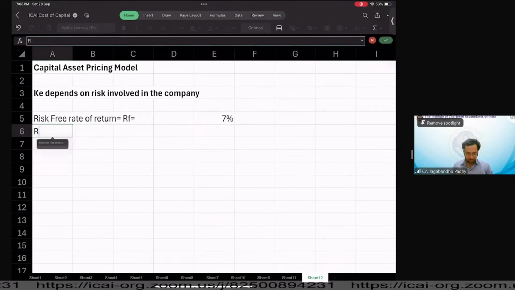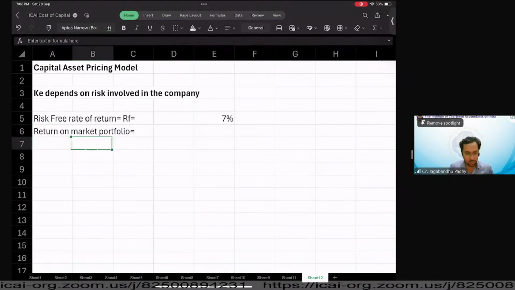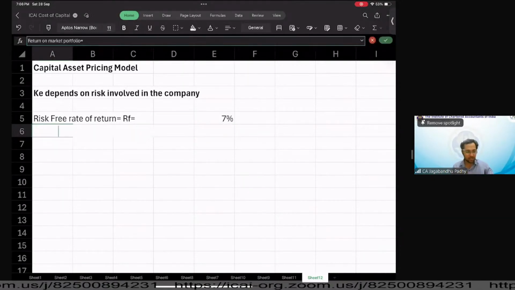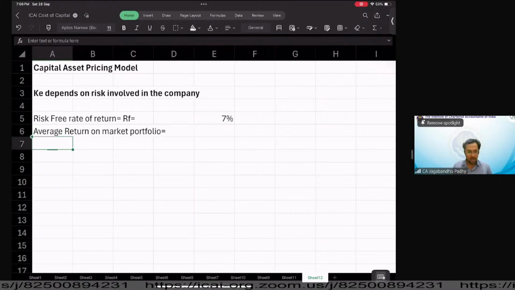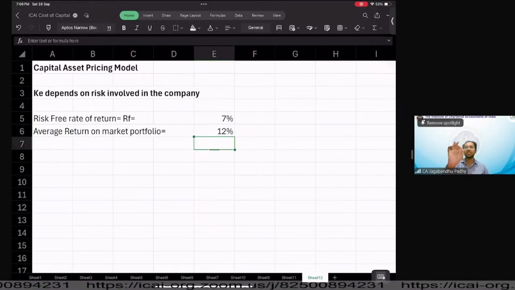Now, suppose I say return on market portfolio. Return on market portfolio means the overall market, like your Sensex, your Nifty, the entire market that we have, the average return that we have. Average return on market portfolio is, let's say, 12%. So how much risk premium are you getting by investing in the market portfolio? What is the extra return that you are getting?